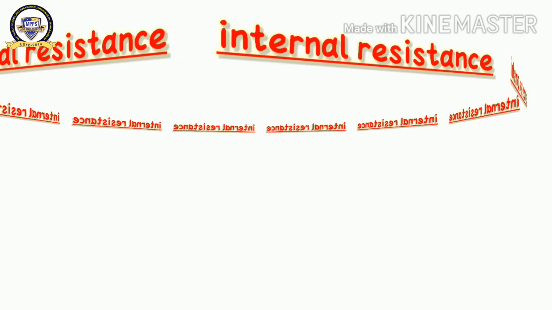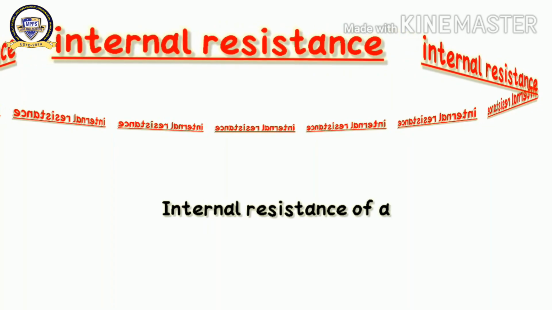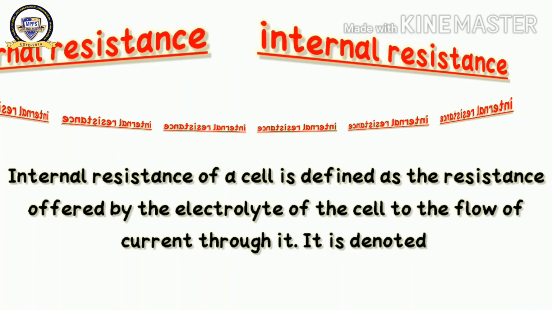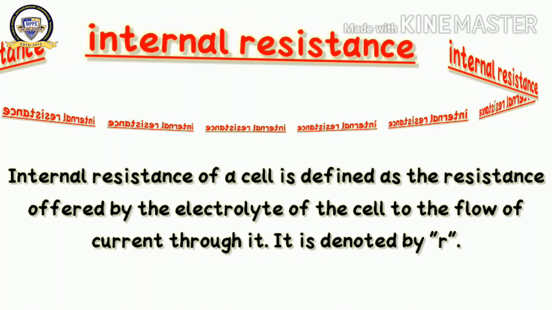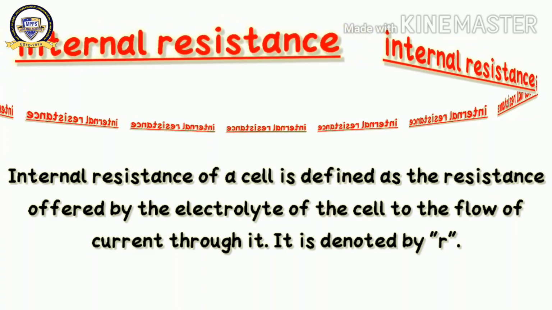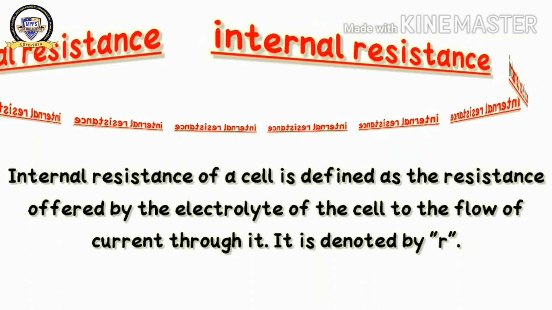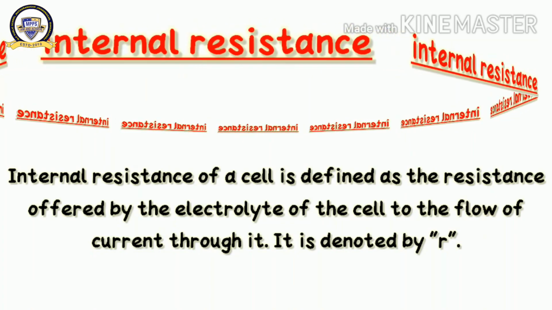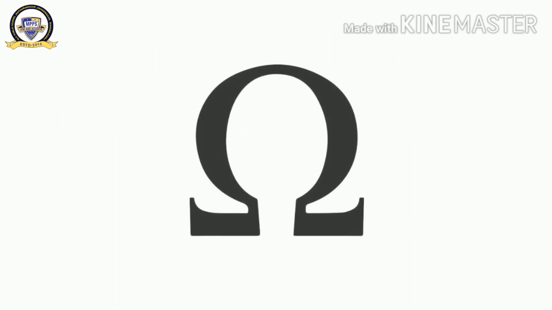Now it is time to define and to know about internal resistance. Internal resistance of a cell is defined as the resistance offered by the electrolyte of the cell to the flow of current through it. It is denoted by small r. Now we can say that resistances are of two types. The first one is internal resistance and the second one is external resistance. The external resistance is termed as resistors. The SI unit of these two resistances is the same, ohm.